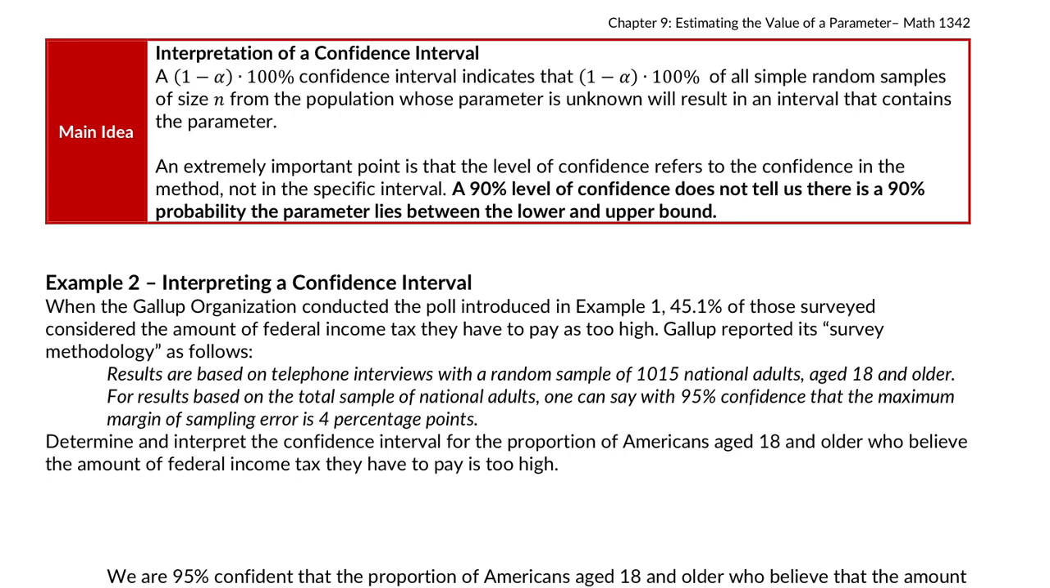It says an extremely important point is that the level of confidence refers to the confidence in the method, not in the specific interval. A 90% confidence interval, or level of confidence, does not tell us there is a 90% probability that the parameter lies between the lower and upper bound. We're not talking probabilities, we're talking method. The method which we used, we're confident in.